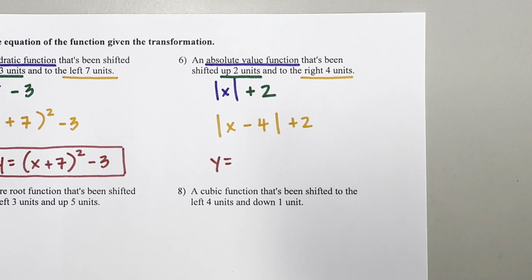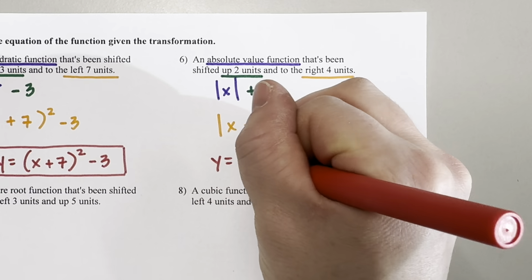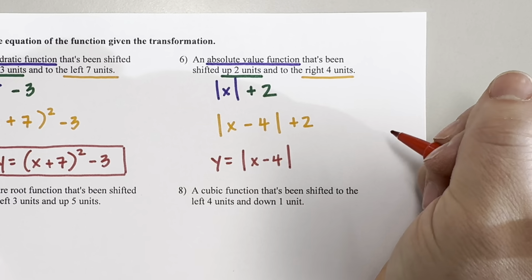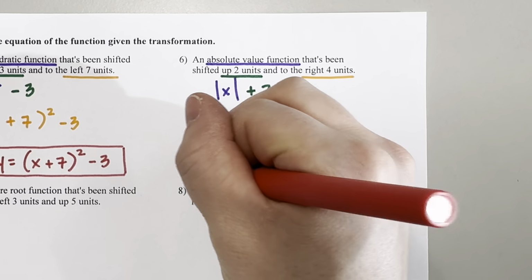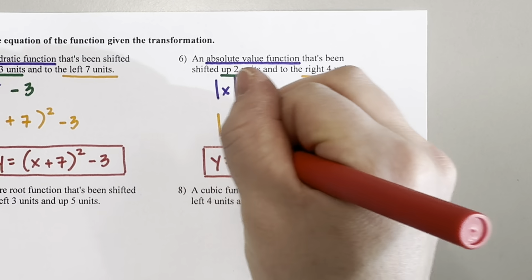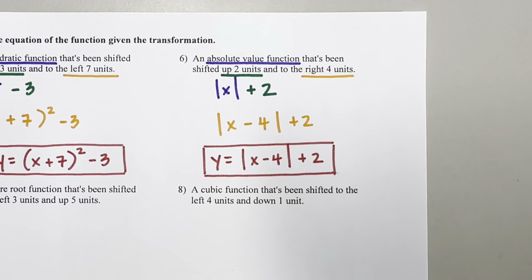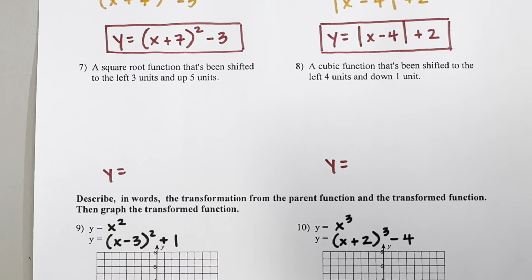We just got to put it with our y equals. So I have the absolute value of x minus 4, because it wanted us to move it to the right 4 units, and then up 2 units, plus 2. And there we go. There's our finished equation. Okay, number 7.